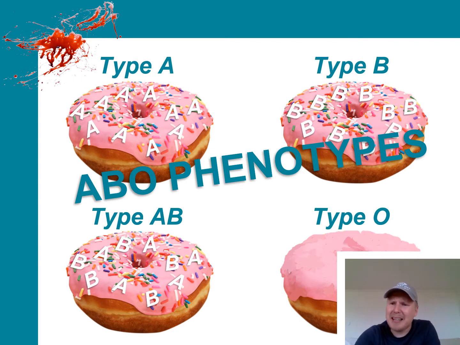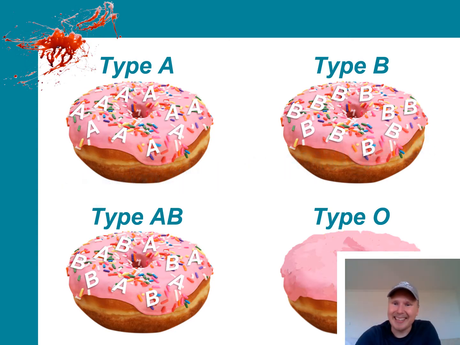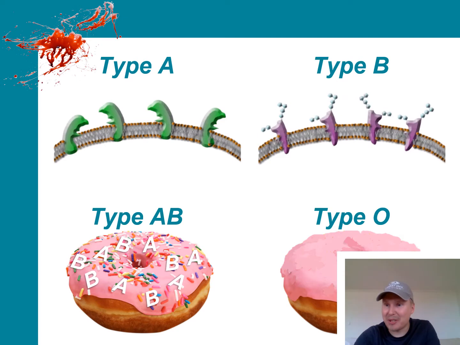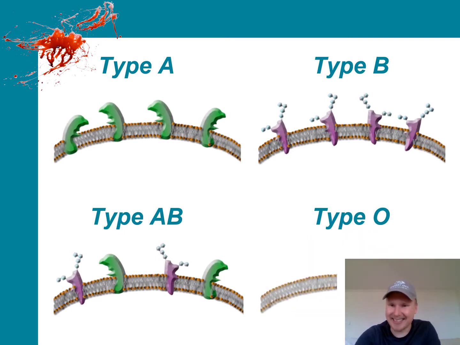So what I'm trying to tell you is that donuts are the blood cells and sprinkles are antigens on their surface. We designate different types of antigens either as A or B. So A people have A antigens on their surface. B people have B antigens on their surface. AB people have both, and plain donuts have neither.